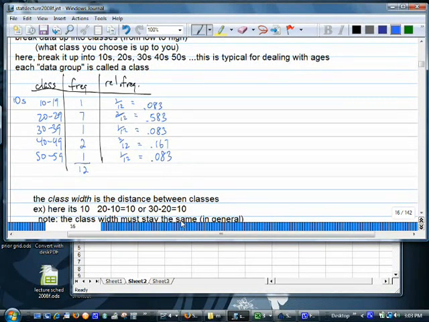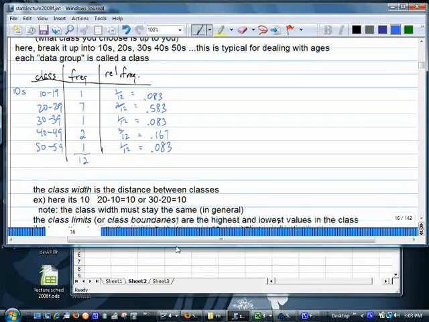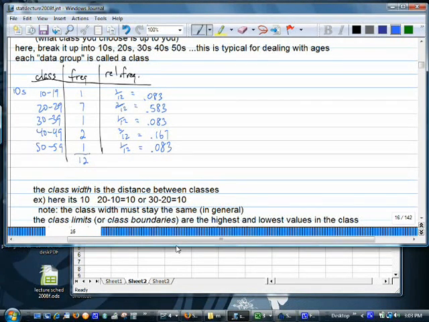The class limits, also called the class boundaries, are the highest and lowest values in the class. So, for example, what's the lower class limit for the first class? 10. What is the upper class limit? The upper class limit. Upper meaning bigger. 19. That's it.